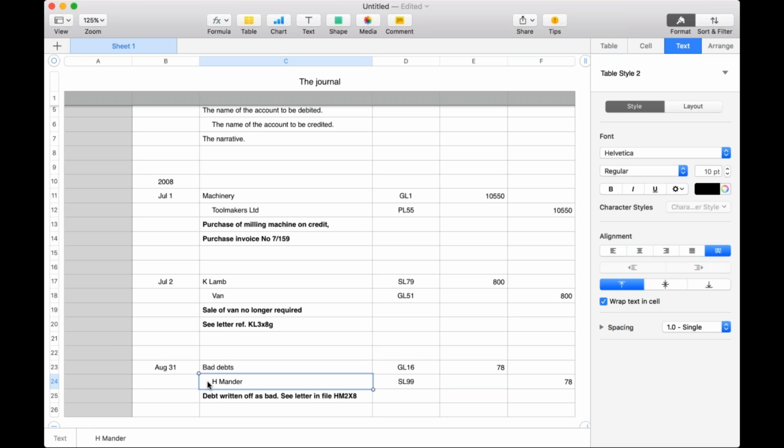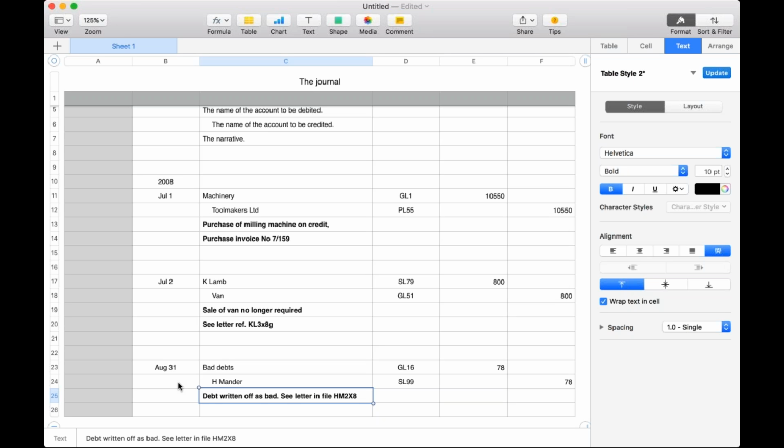We're now indenting the entry, as you can see, because this is a credit. We're going to credit H. Mander's account using the reference SL99 for £78. And the narrative we've got there is: debt written off as bad, letter in file HM2X8.